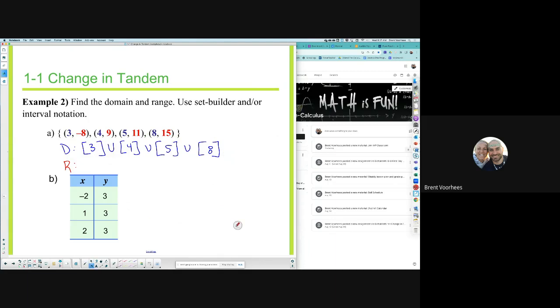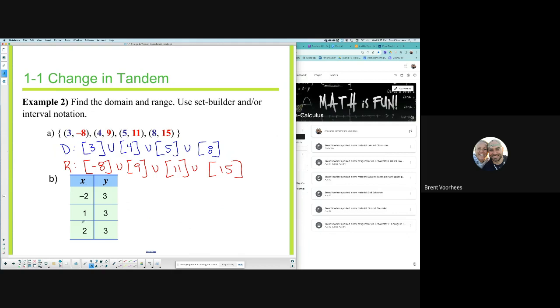Okay. Range. Our range values. You always go smallest to biggest, if I did not say that earlier. So the domain is in order. Is the range also in order? Yes. All right. So we start with -8. Union. What comes next? 9. Union. 11. Union and? 15. You got it.